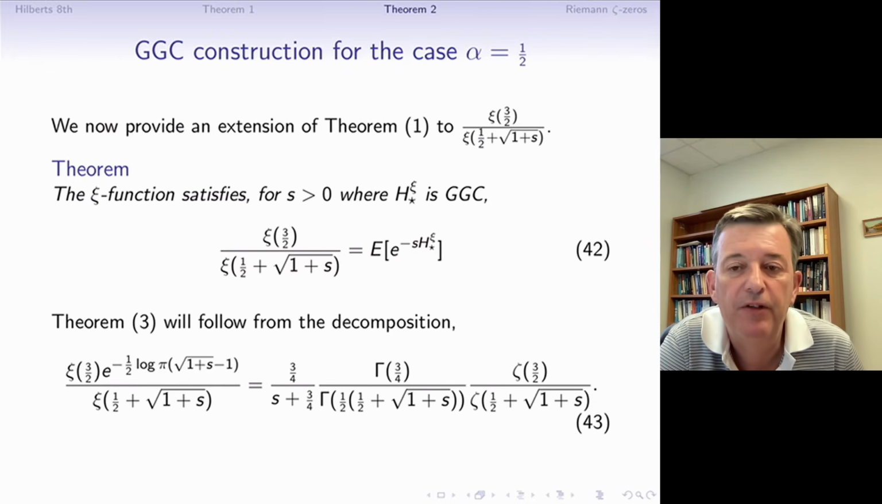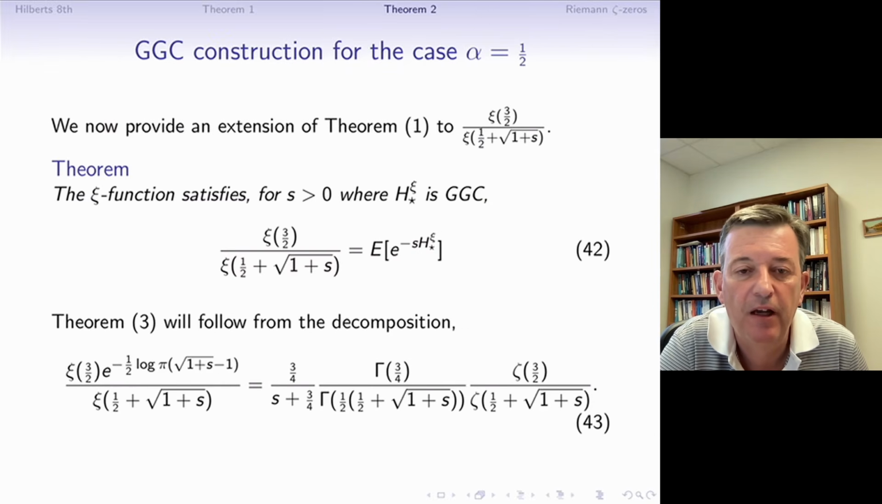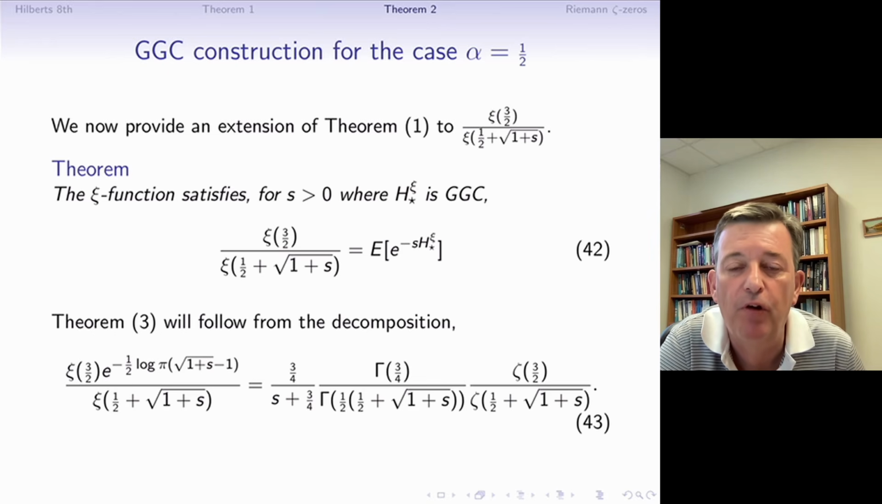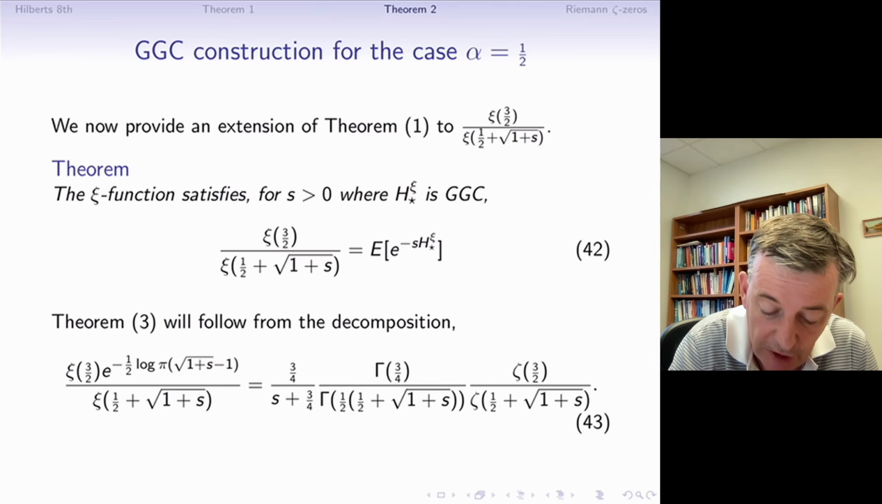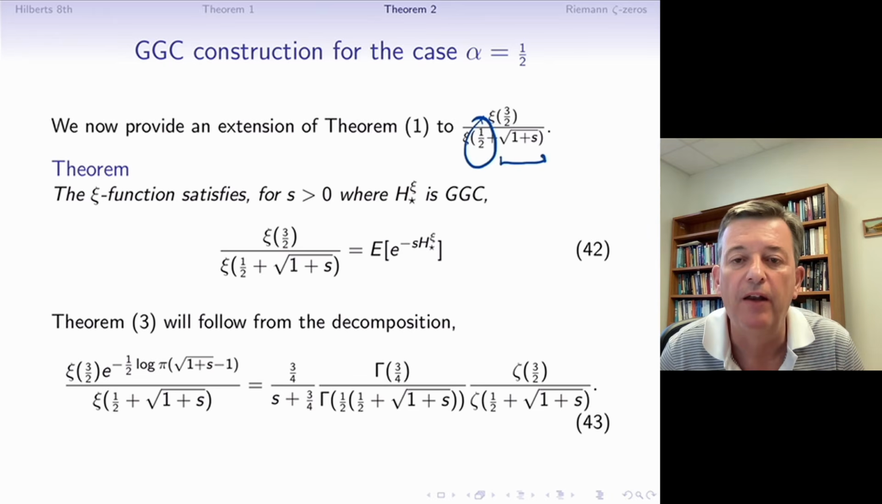Okay, so let's get to the final case, part C. How do we construct a GGC construction for the Thorin case when alpha is equal to a half? Again, the difficulty here is that we can't just immediately apply the Euler product formula because it only works for real s bigger than 1. So first of all, we're going to change alpha to a half, but we would still like the argument to be bigger than 1, so we're going to evaluate at the square root of 1 plus s.